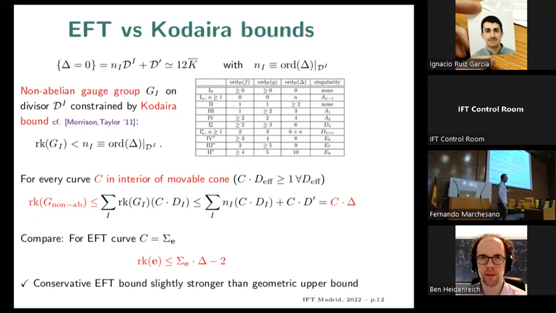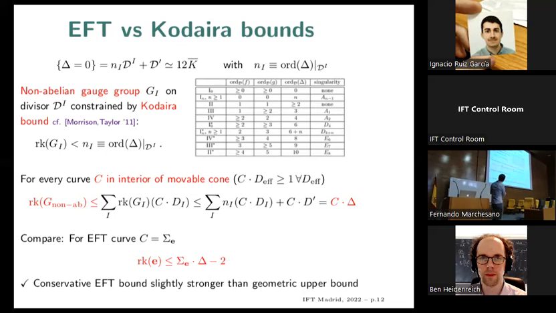Just by this trivial observation, we know that the rank of the gauge group for the non-abelian part must be constrained in a certain way. And now let's turn this into a bound. This is the Kodaira bound that was discussed, for example, by Morrison and Taylor in their paper. Let's take some curve which intersects every stack of seven branes, so which is in the interior of the movable cone. Then the total non-abelian rank in this theory can be bounded by this expression. Clearly, since the curve intersects every divisor with at least one, this inequality is true if I sum over all non-abelian gauge groups, and this by itself is smaller or equal than the intersection of this curve with the total discriminant locus, so the totality of all seven branes. This is the geometric bound.